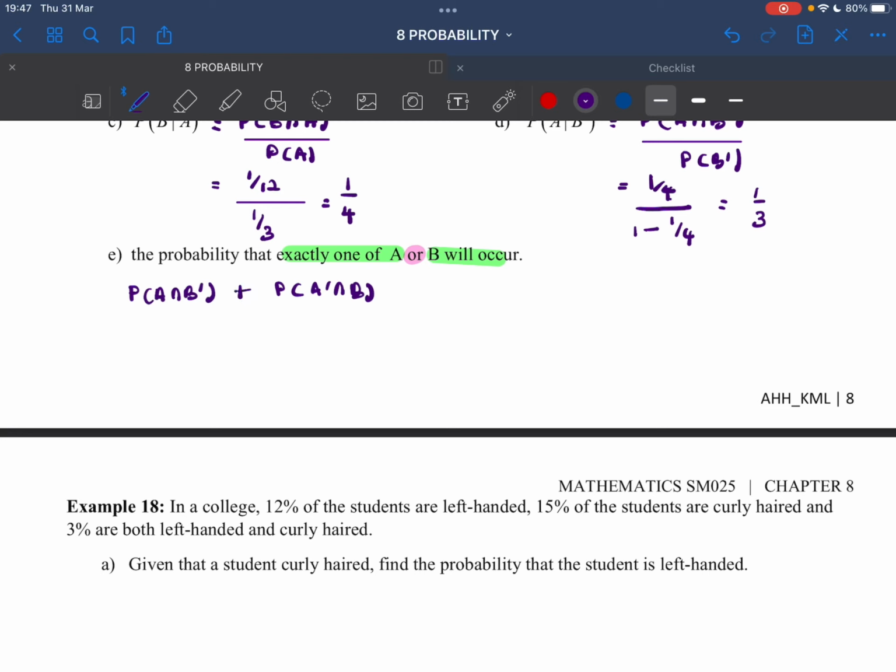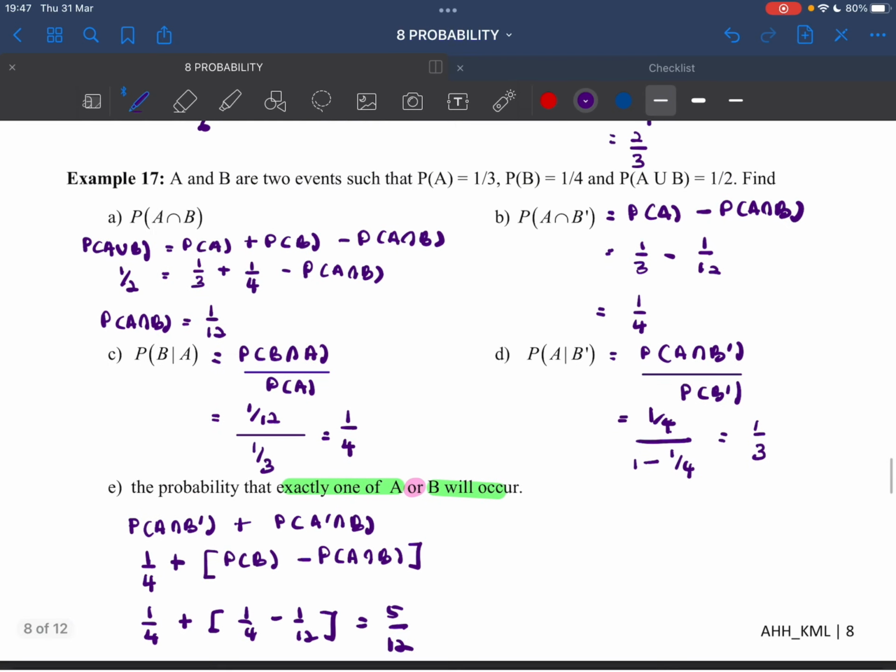So P(A intersect B prime), from question B we have 1 over 4. P(A prime intersect B), just use the formula. We have P(B) minus P(A intersect B). Substitute everything. You should get 1 over 4 plus 1 over 4 minus 1 over 12. And here the answer is 5 over 12. Okay, so that's it for conditional probability only by using formula.